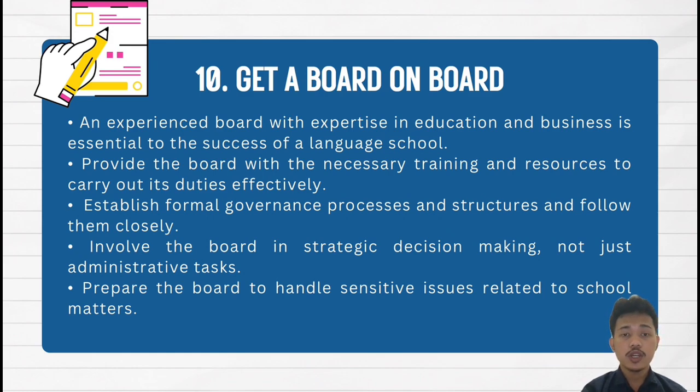Number 10 is get a board on board, experienced in both education and business, which is essential to the success of a language school. Provide the board with the necessary training and resources to carry out its duties effectively. Establish formal governance processes and structures and follow them closely. Involve the board in strategic decision making, not just administrative tasks. And the last one, prepare the board to handle sensitive issues related to school matters.